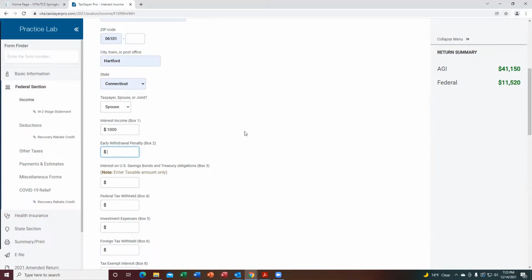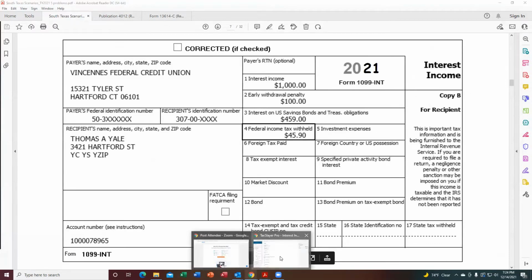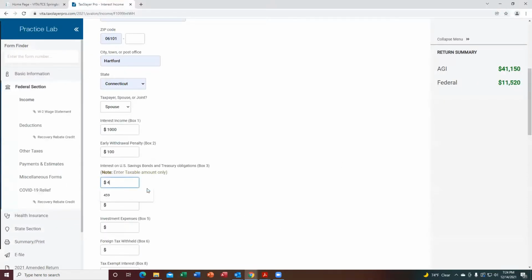Early withdrawal penalty, 100. This one does have interest on US savings bonds and treasury obligations, which is box 3. So let me go back to the form. Right in here, the 459. So this is 459.